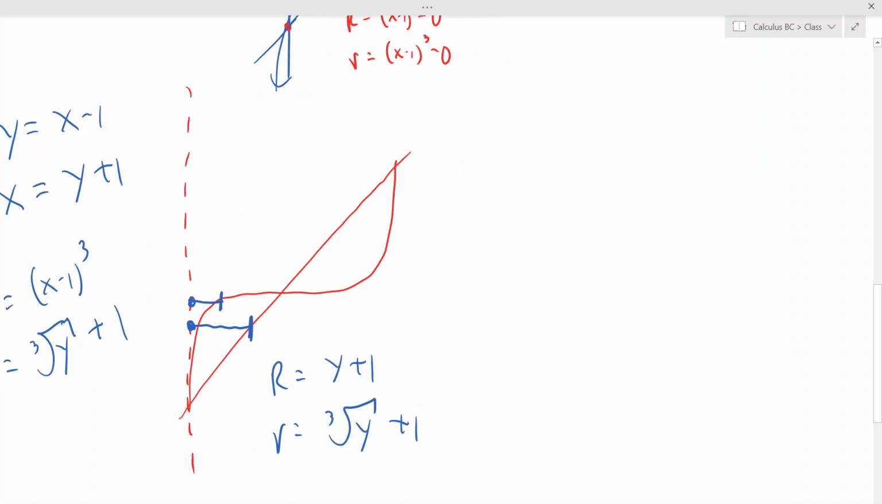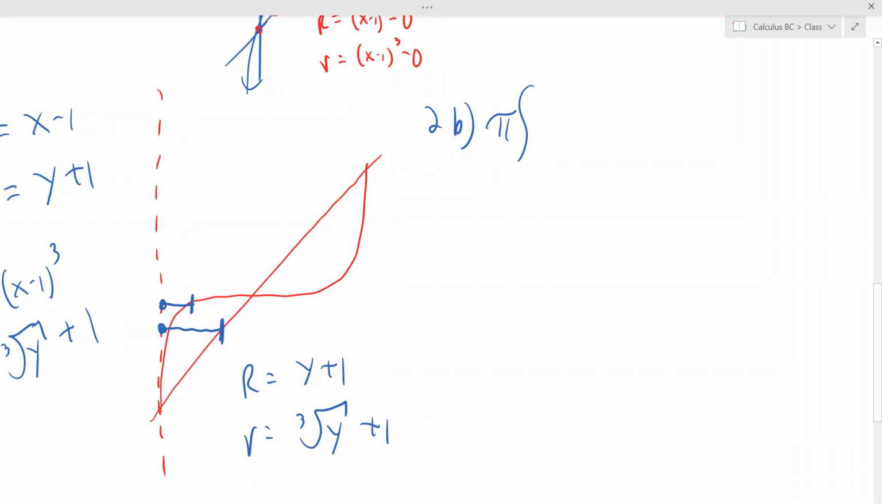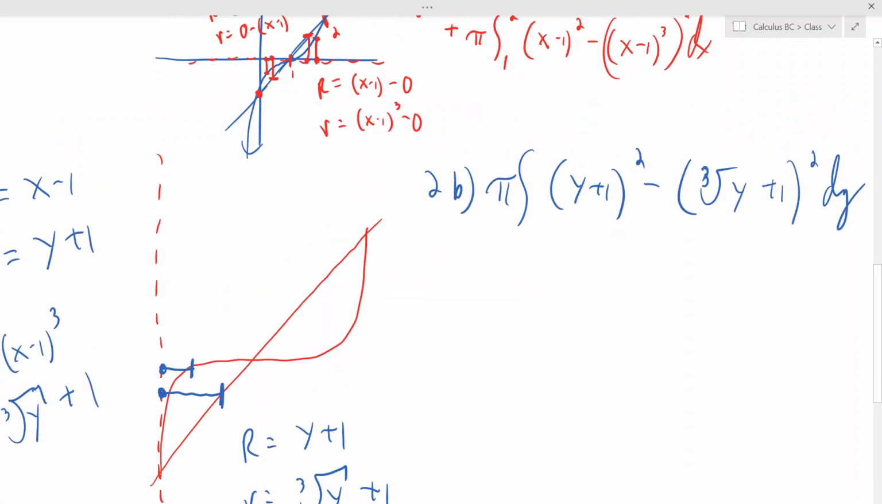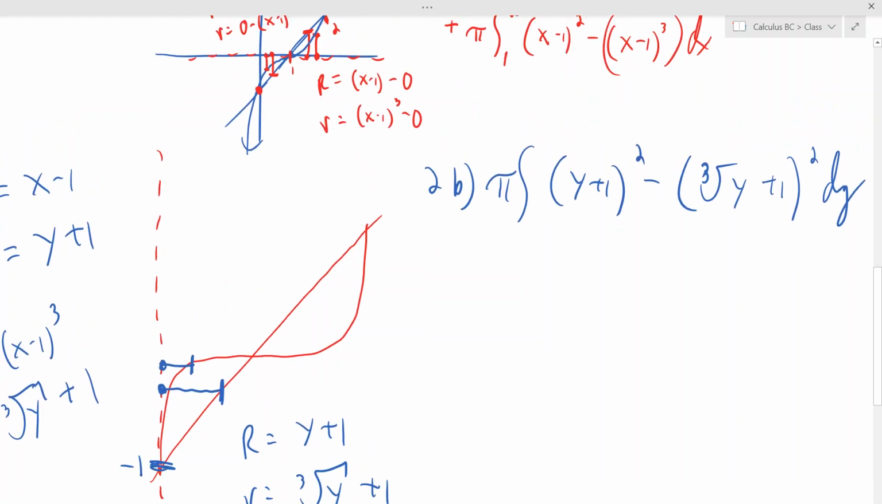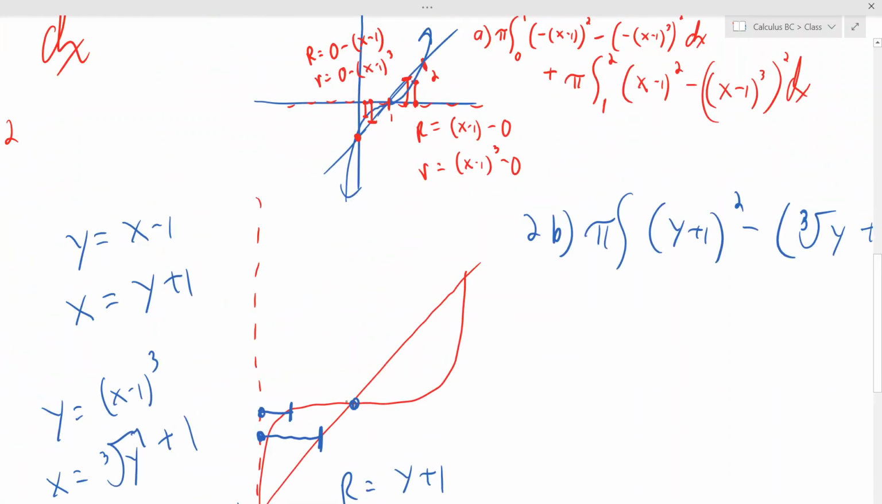So the first part of this integral here, this is 2b, is pi times the integral. Okay, we'll worry about the values in a second here, but big R is (y plus 1) squared minus little r, which is (the cube root of y plus 1) squared dy. And y in this shape here is going to go from negative 1 to right here is 0.